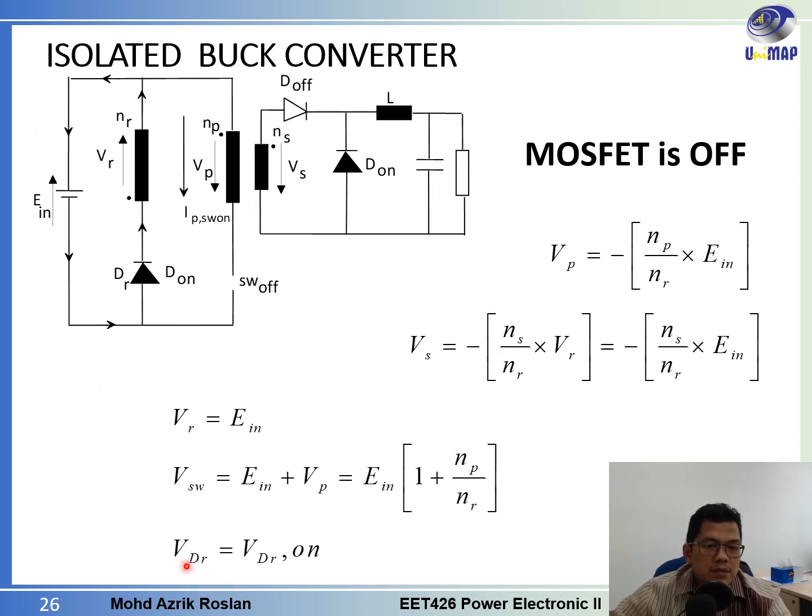And the voltage of the reset diode is equal to VDR when the switch is on. VDR on, we call it.